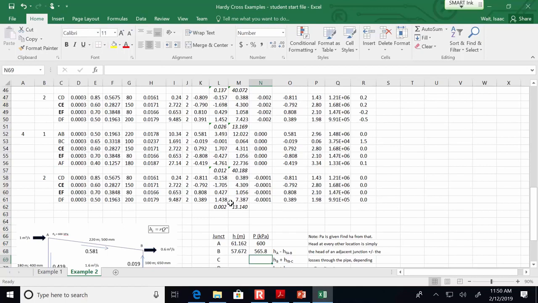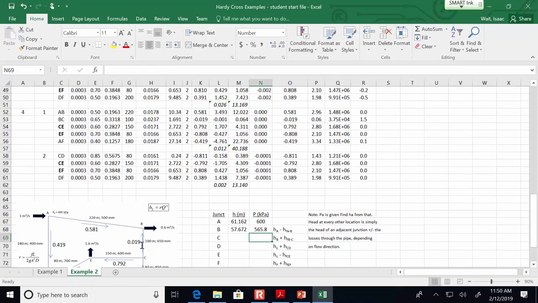All right, so if we know the pressure at B, then we can calculate the pressure at C, and it's plus because we're going against the flow. So it is the head at B plus the head loss through pipe BC. Okay, so that's going to be the R value through BC. So here's the R times Q.